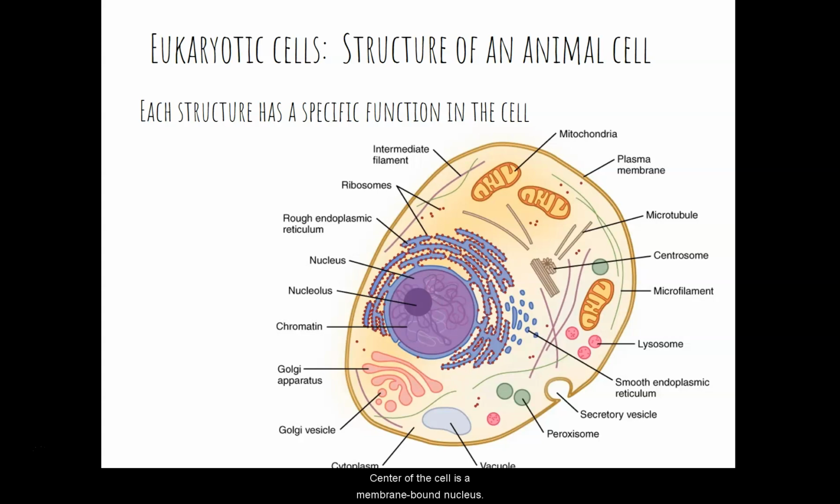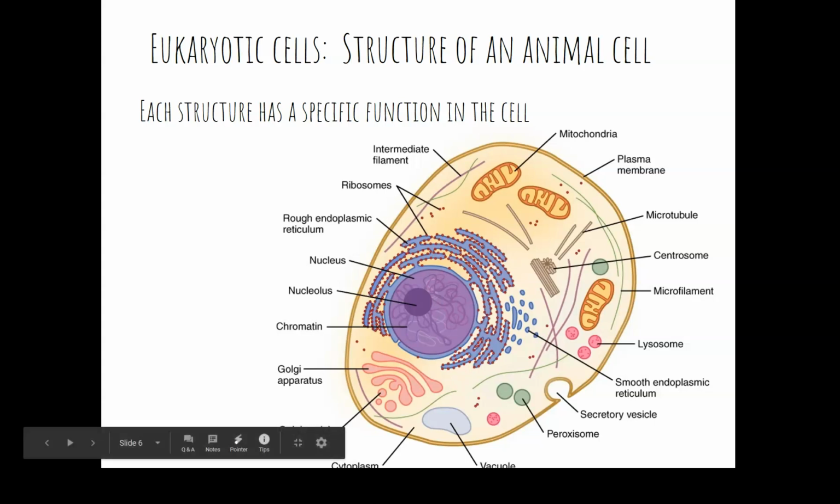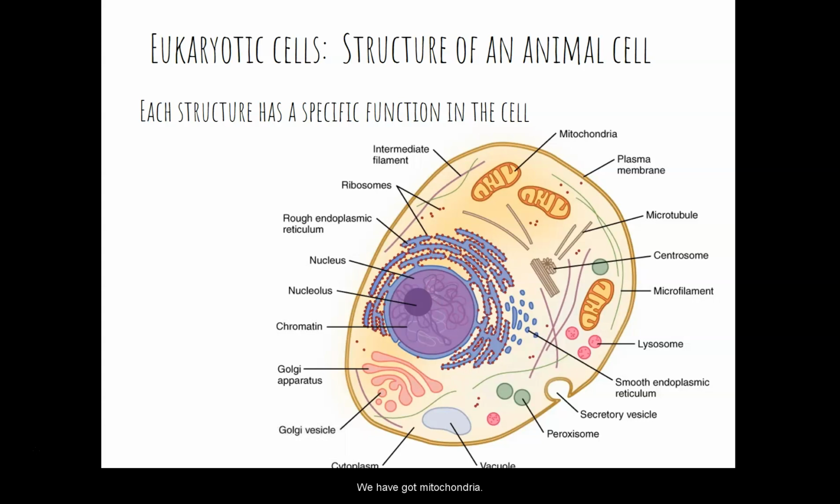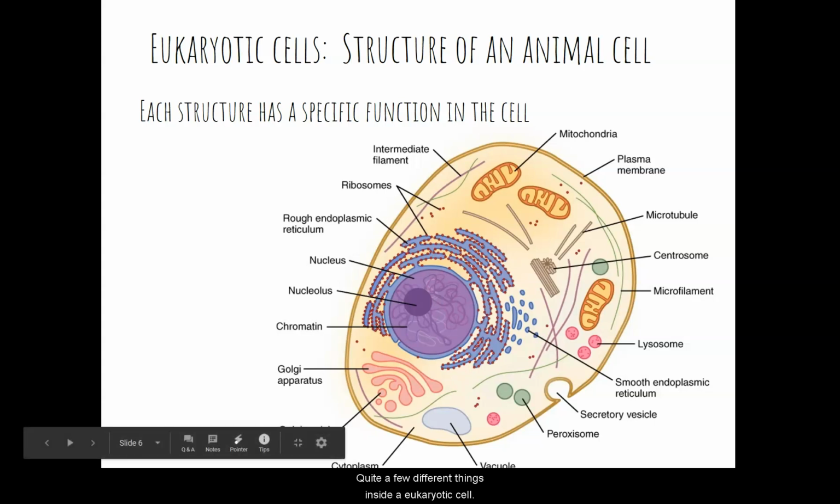In the center of the cell is a membrane-bound nucleus that contains DNA in the form of chromatin. There's a rough endoplasmic reticulum that has little beads, which are ribosomes. We have got mitochondria. We've got a plasma membrane. We've got internal structures like filaments and microtubules and centrosomes. There are organelles that are involved in packaging and secretions, such as golgi apparatus and vacuoles. There's quite a few different things inside of a eukaryotic cell.